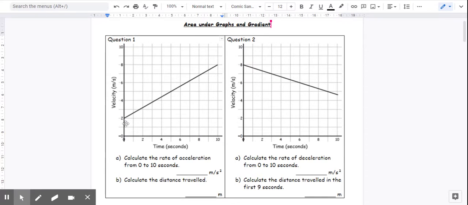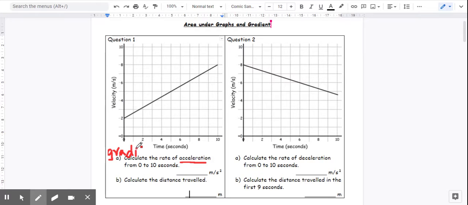Here is a graph. We have time and velocity. Calculate the rate of acceleration from 0 to 10 seconds. Acceleration is change in velocity over time. So whenever you have a question on acceleration or deceleration, you need to find out the gradient or the steepness. You need to find out the gradient of the line that would help you.